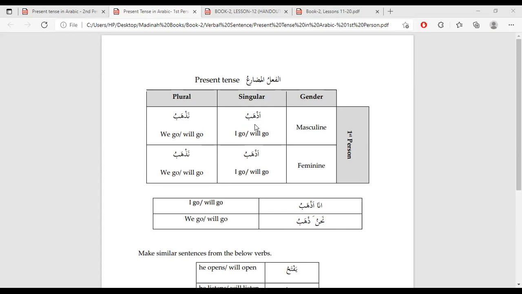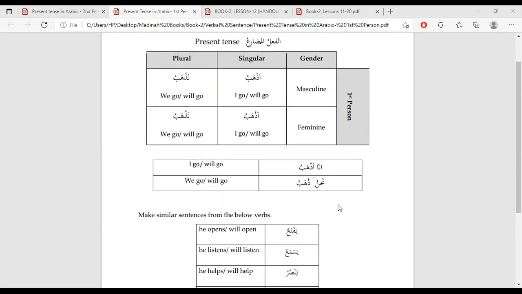So mudari starts with ya, ta, hamza, and noon. So four symbols from there, we can see that this is mudari, which is ya, for example, yadhabu, ta, tadhabu, and then hamza, adhabu, and then we have noon, which is nadhabu. These are the signs of mudari. For example, here we see ana adhabu and nahnu nadhabu. Shouldn't be dhahaba, nahnu nadhabu.